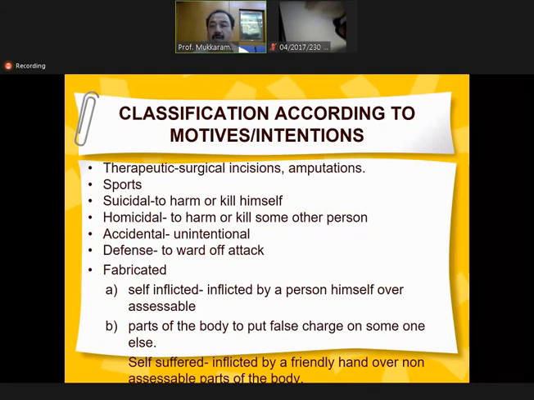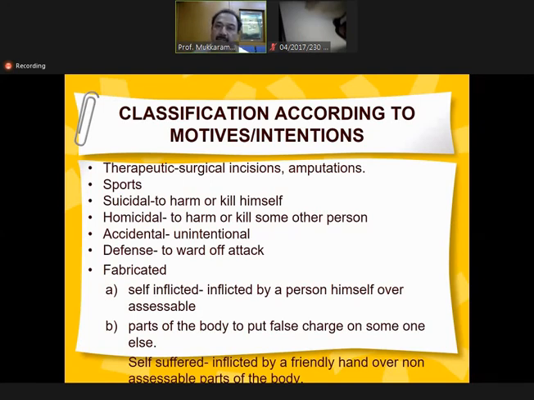Now, the classification is according to the motives or intention the person has, maybe therapeutic or surgical incision, amputations. It is typically surgical wounds, and you use aseptic measures, you take a consent and you take the patient inside the theater, you give an incision with a scalpel, and this is a typical therapeutic incision. Amputations being produced, sports injuries are there, or suicidal injuries are there, homicidal injuries are there, accidental injuries are there.